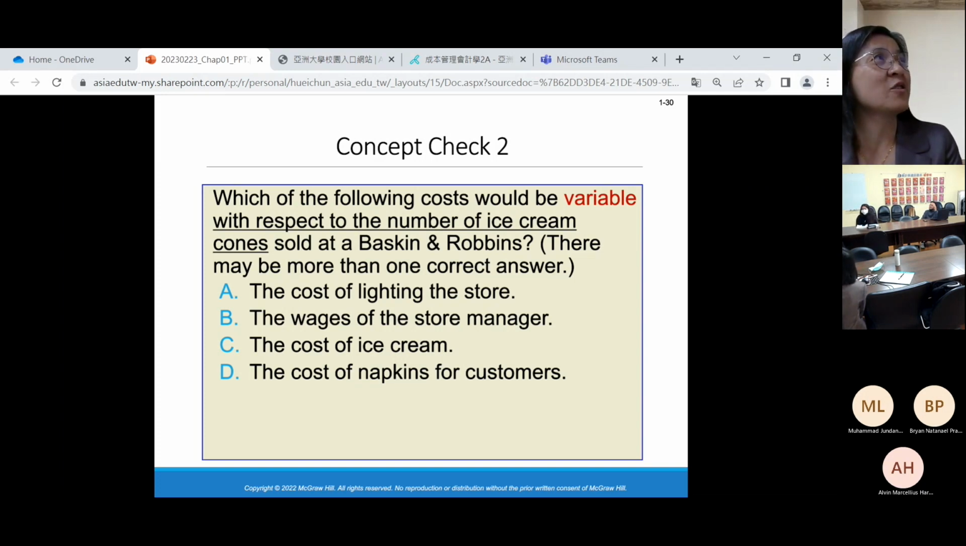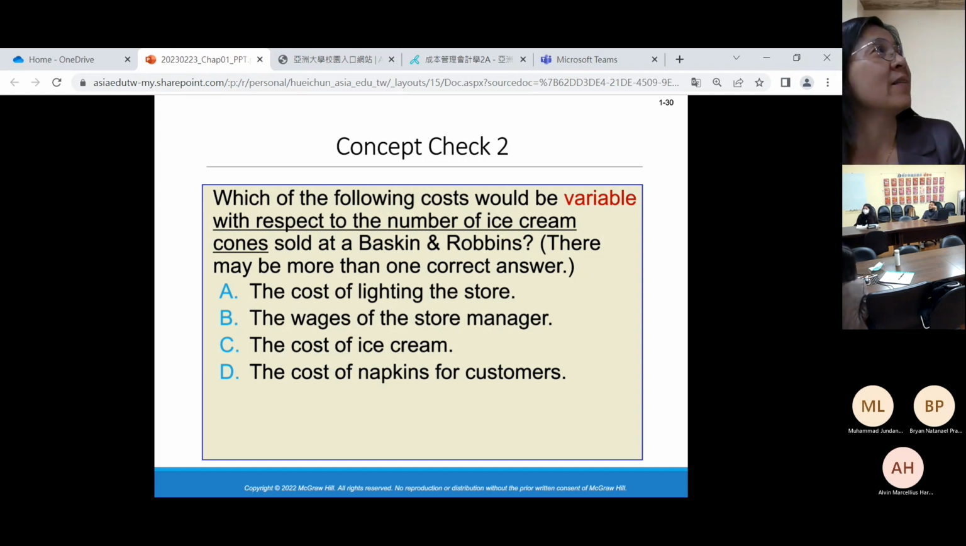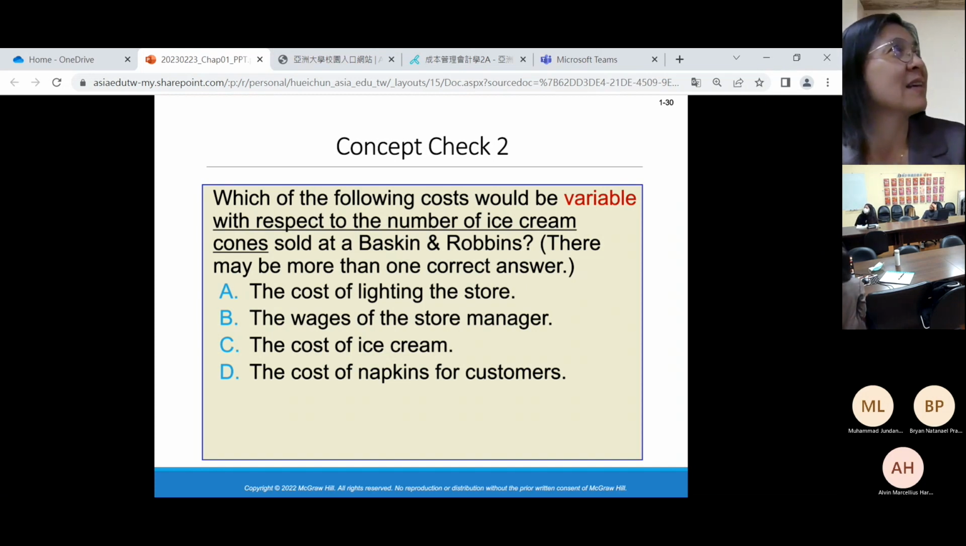The cost of lighting the store, the cost of lighting is fixed, right? No matter if you have customers or not, you have to pay for the electricity, so that's fixed. And B, the wages of the store manager, same concept. If you don't sell anything, you still have to pay his salary, so that's fixed. How about C? The cost of ice cream is variable.